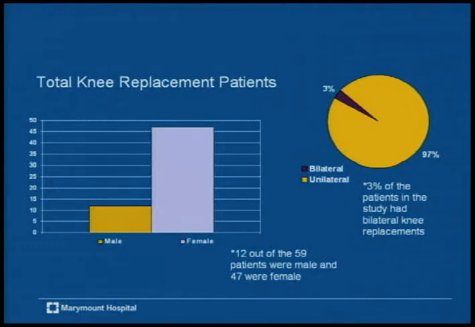It was interesting to see that only 12 out of the 59 patients in the study were male and 47 were female. 3% of the patients in the study had bilateral knee replacements, meaning they had both knees replaced at the same time, while the majority had just unilateral.